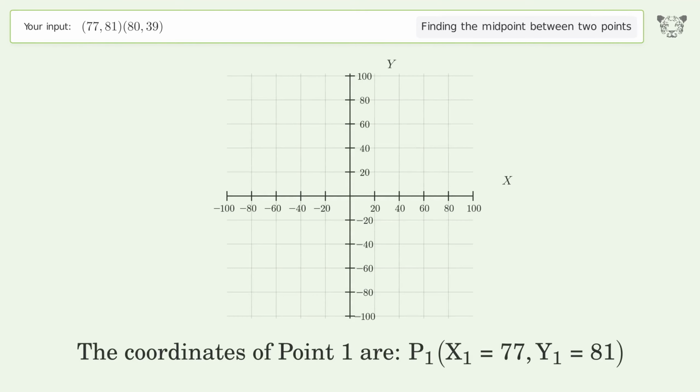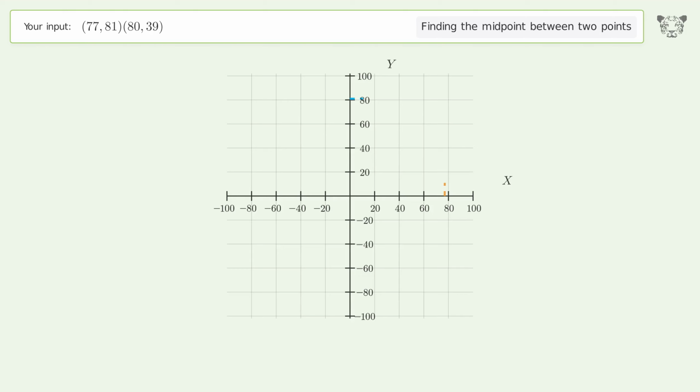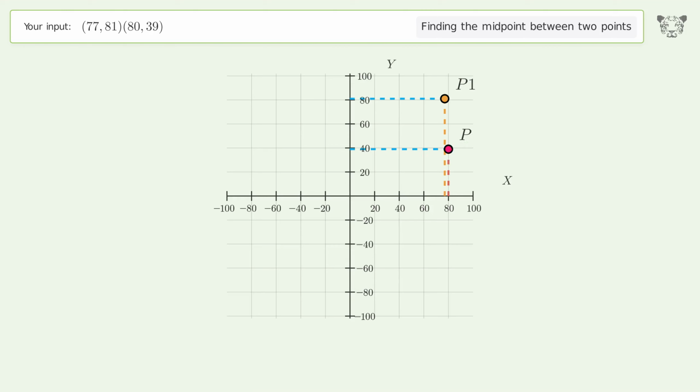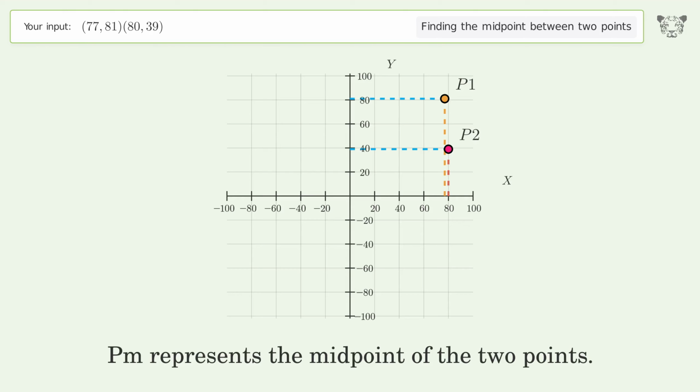The coordinates of point 1 are x1 equals 77, y1 equals 81. The coordinates of point 2 are x2 equals 80, y2 equals 39. PM represents the midpoint of the 2 points.